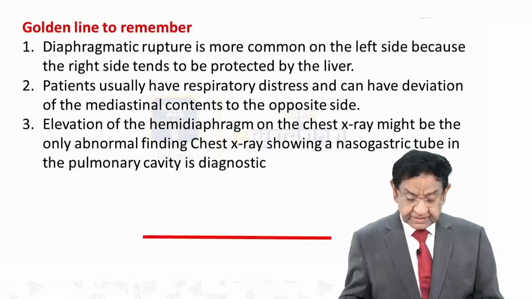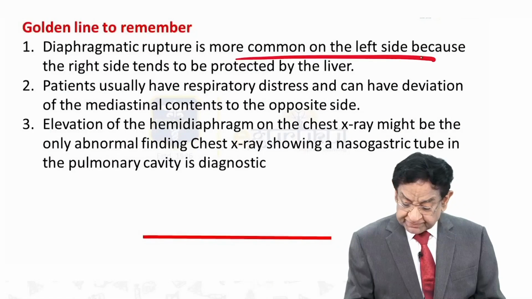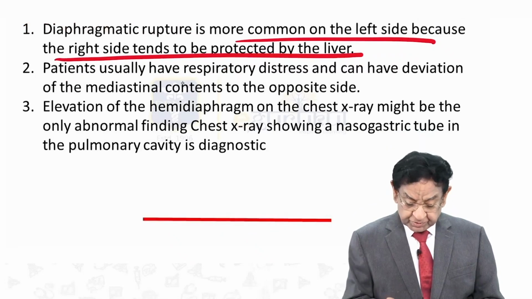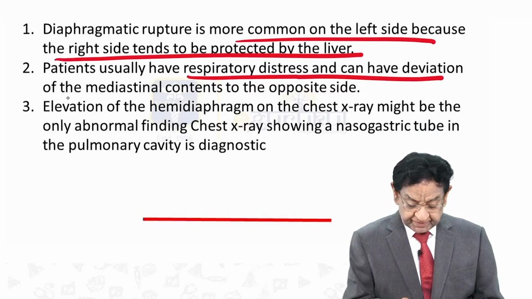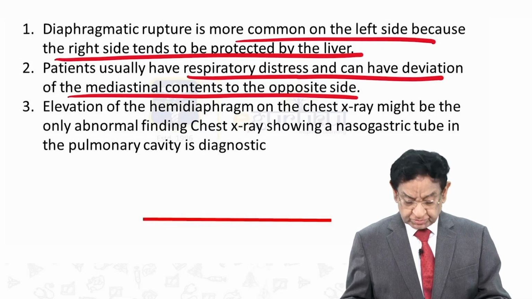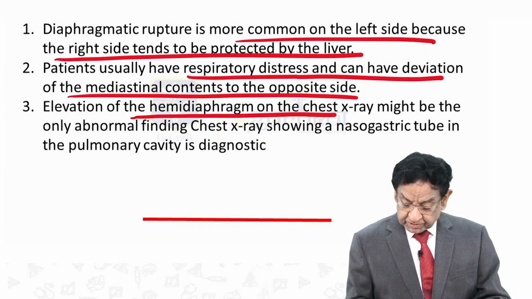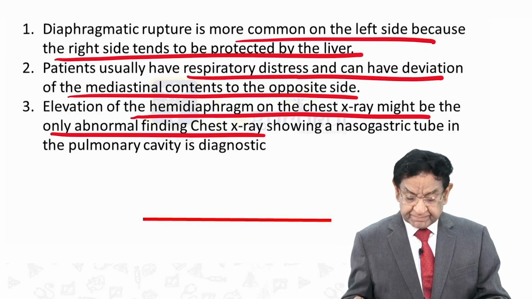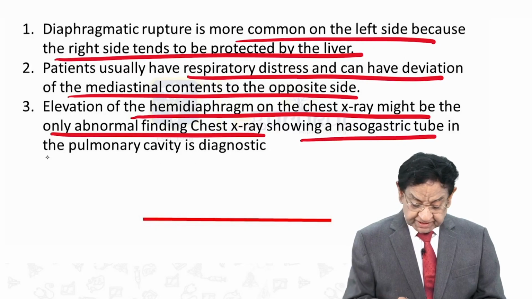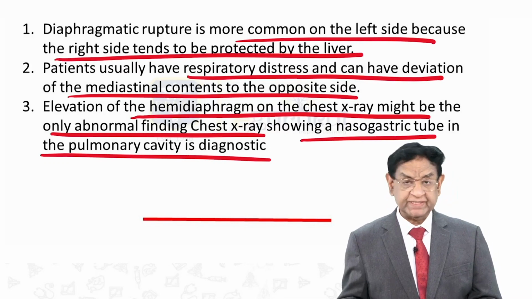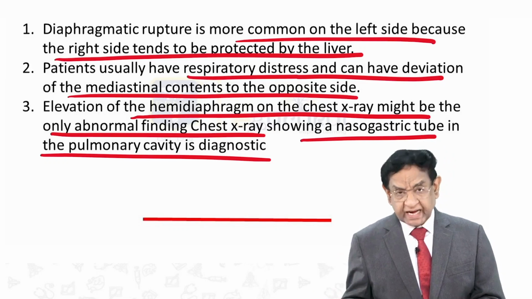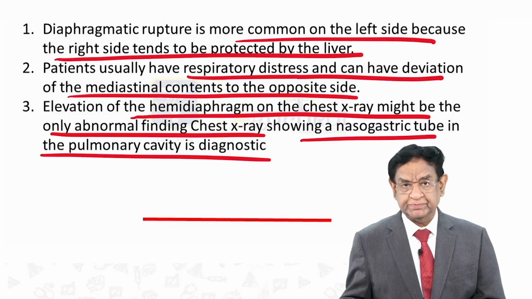So friends, diaphragmatic rupture is more common on the left side because the right side tends to get protected by the liver. Patients usually have respiratory distress and can have deviation of mediastinal contents to the opposite side, which we can see in the X-ray also. Elevation of the hemidiaphragm on the chest X-ray might sometimes be the only finding, and sometimes we can see a nasogastric tube in the thoracic cavity, which may be a diagnostic finding. Okay, if the patient is hospitalized and the X-ray has been taken after putting in the nasogastric tube.